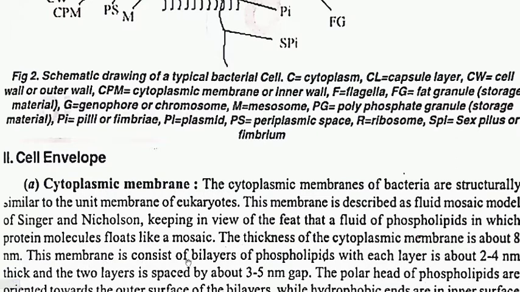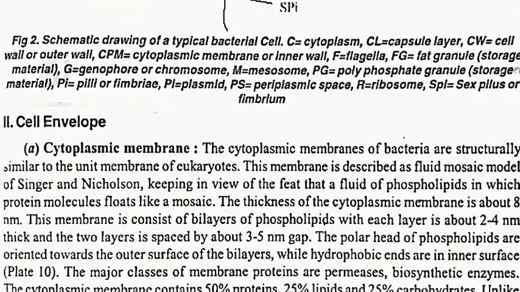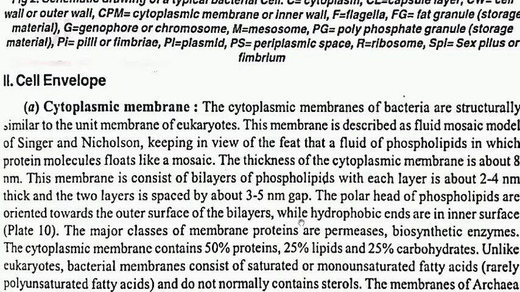Now this membrane consists of bilayers of phospholipids. Each layer is about 2 to 4 nanometer thick, and the two layers are spaced by about a 3 to 5 nanometer gap. This is visible in plate number 10, which I will show you further. The polar heads of the phospholipids are oriented towards the outer surface of the bilayers, while the hydrophobic ends are on the inner surface.